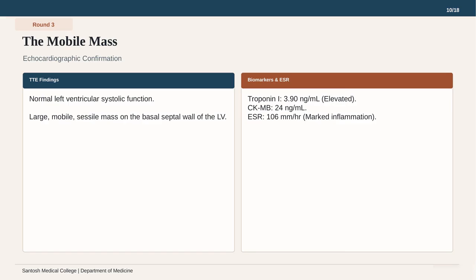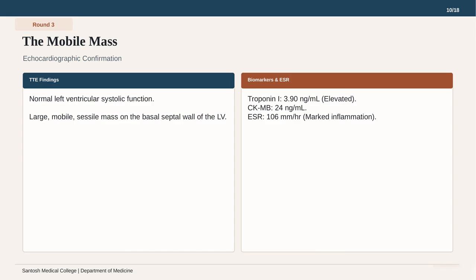As you can see in the blue section on the left, the transthoracic echocardiogram reveals normal left ventricular systolic function. However, it also uncovers a large mobile sessile mass attached to the basal septal wall of the left ventricle. This is our smoking gun for the embolic shower. Now look at the biomarker panel on the right. Troponin I is significantly elevated at 3.90 nanograms per milliliter, and CKMB is 24 nanograms per milliliter, confirming active myocardial injury. Additionally, the erythrocyte sedimentation rate is drastically high at 106 millimeters per hour, indicating profound systemic inflammation.